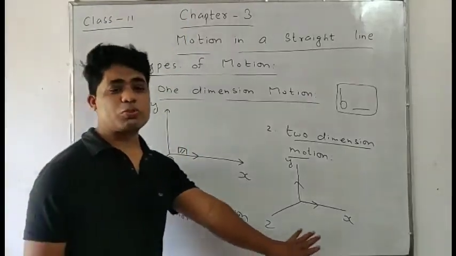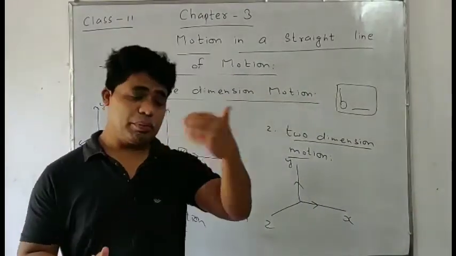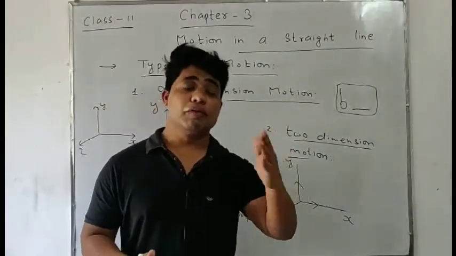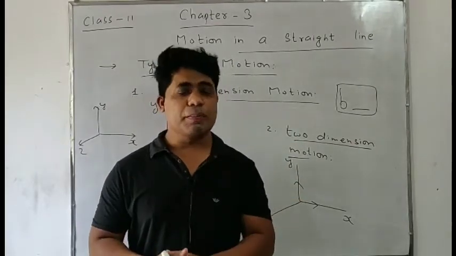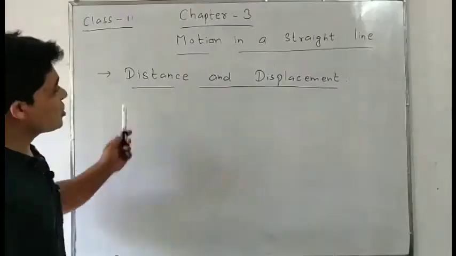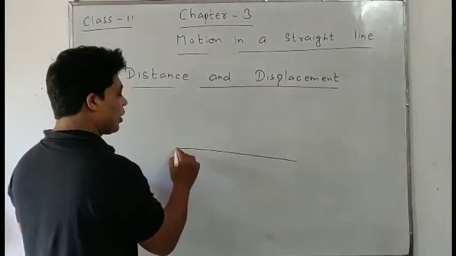Such motion is said to be three-dimensional motion. I'll give you examples: the motion of an aeroplane, the motion of a flying kite, the motion of a fish. Distance and displacement: I will explain with the help of a diagram.